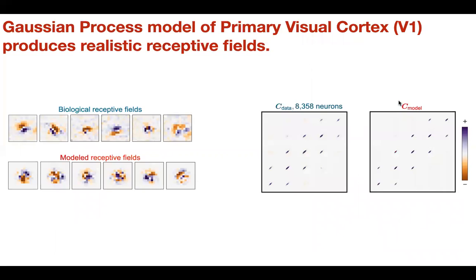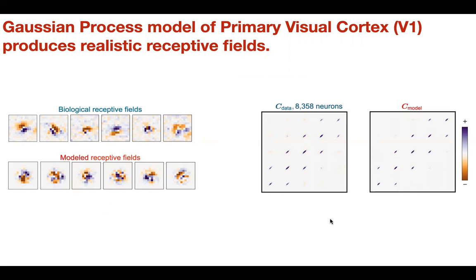So here we show that a Gaussian process model of primary visual cortex V1 produces realistic receptive fields. So we're modeling the receptive fields of simple cells in V1. On the left, I'm showing you some example receptive fields. So here are 6 examples at the top. Notice that these receptive fields have distinct excitatory and inhibitory regions. They're localized to some space in the visual field, and they are selective to orientation and spatial frequency. Now at the bottom, I'm showing you examples of receptive fields sampled from our model, and they actually look quite similar visually to the data.